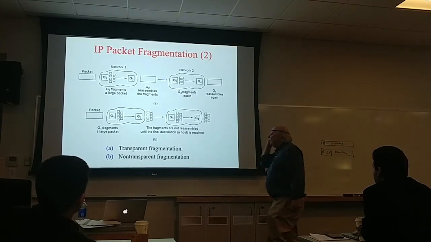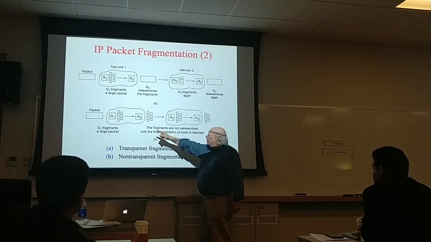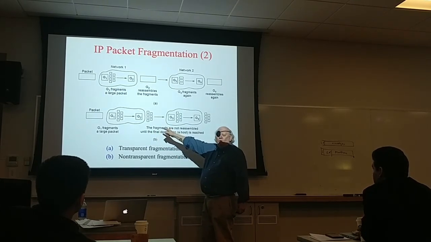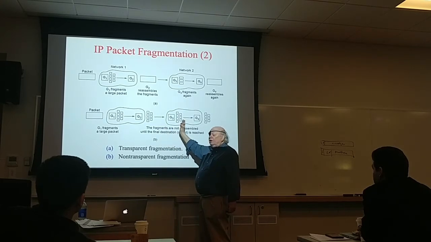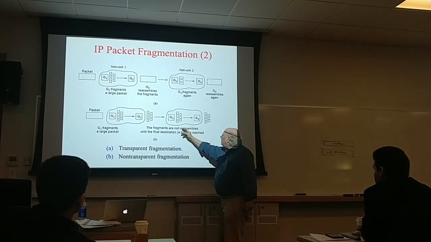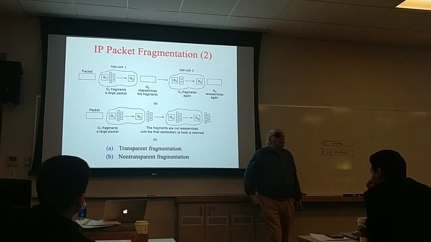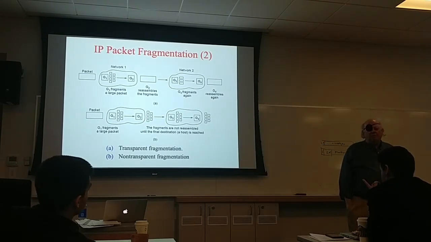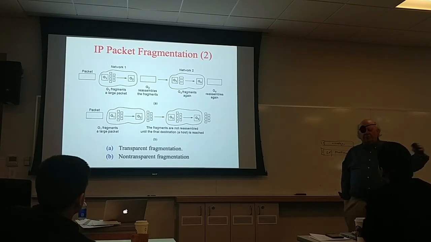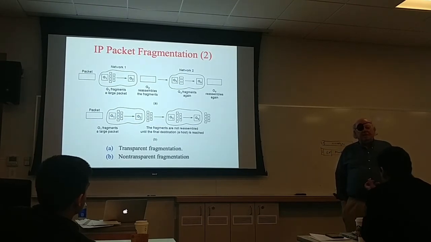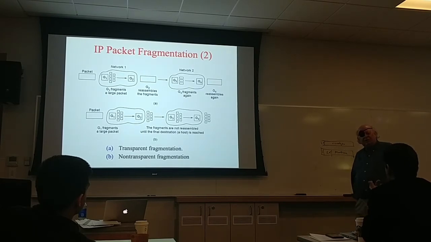Then you can have non-transparent fragmentation, where everything gets fragmented here, and then you don't try and put it all back together. You just send it all forward, and it might get fragmented yet again, and then at the destination, you put it all back together. And that's non-transparent, and they don't all have to leave by the same gateway. They can leave by different ways as long as they all end up at the same place. So the destination does that, the actual destination, the destination address. How does it know, isn't the router the one that fragmented it? Okay, so how does it do that?